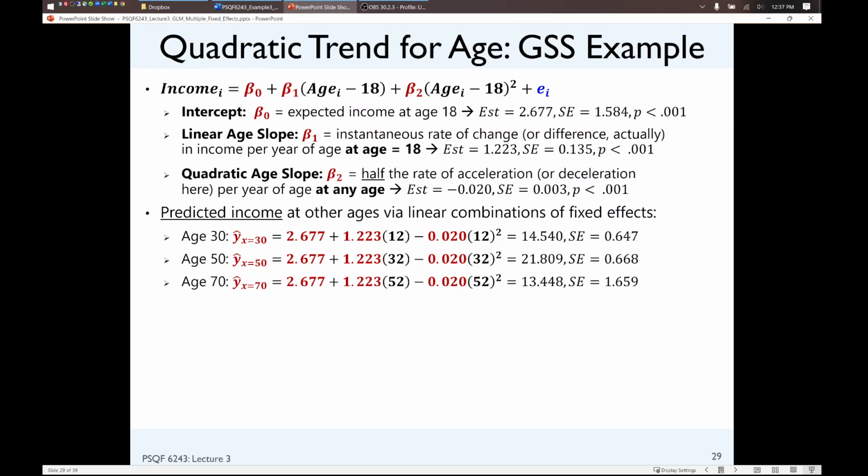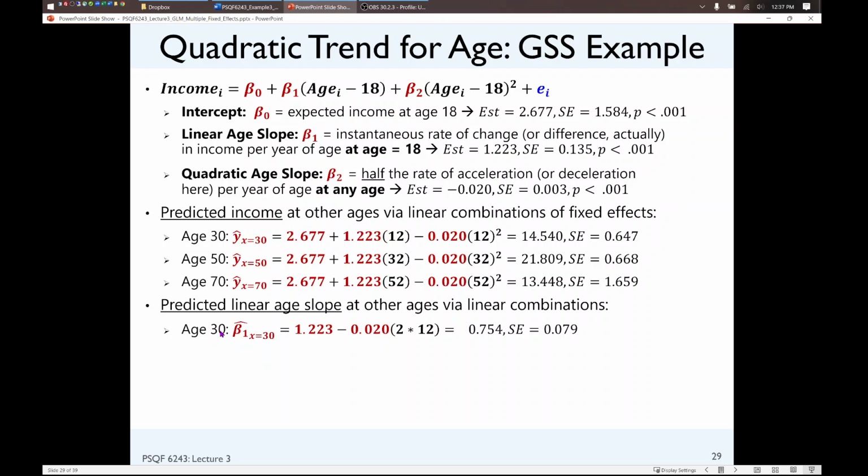I can also request linear slopes at any age besides 18. And the rule to do so is to multiply the target age for which you want the linear slope by 2. So if I want the instantaneous linear slope at 30, it would look like this. I start with the linear slope, and then I add to it the quadratic slope. It's negative, so it's a subtraction here. And then I multiply the age for which I want the linear slope by 2. And so that works out to be 0.754.